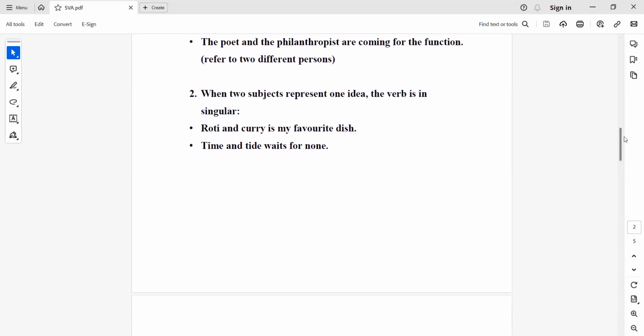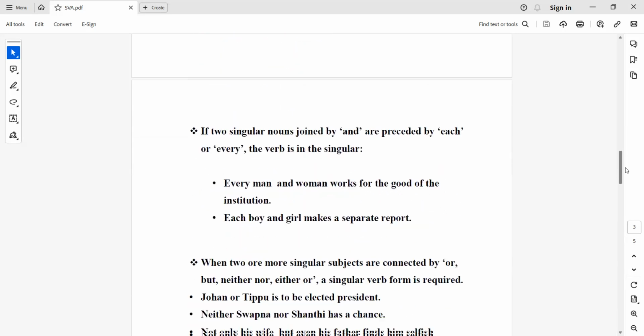Then the second exceptional rule is when two subjects represent one idea, the verb is in the singular. Roti and curry is my favorite dish. Time and tide waits for none. So it refers to one single idea. So it takes the singular verb.